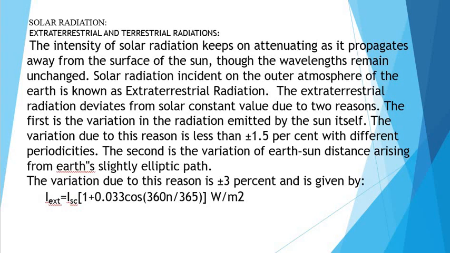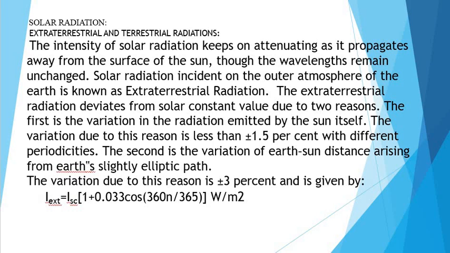In general, this solar light intensity keeps on attenuating while it propagates from the surface of the sun, though the wavelength remains unchanged. Here, solar radiation incident on the outer atmosphere of the Earth is known as extraterrestrial radiation. The extraterrestrial radiation deviates from the solar constant value due to two reasons.